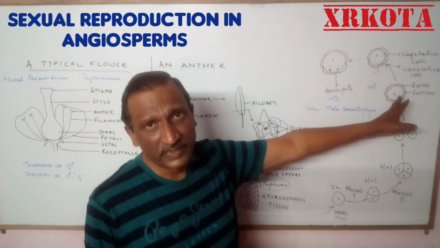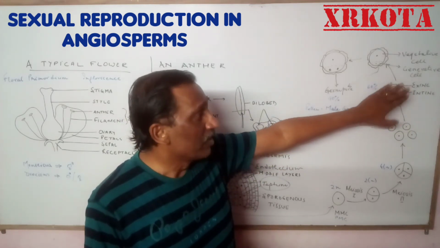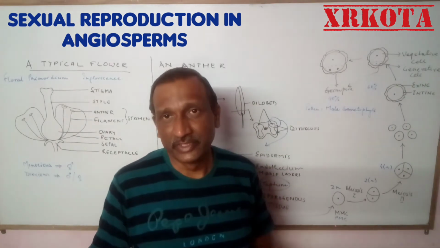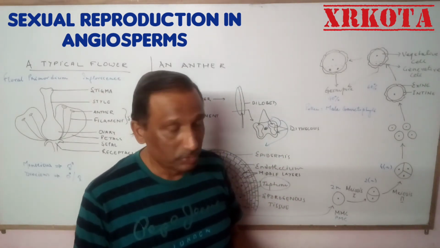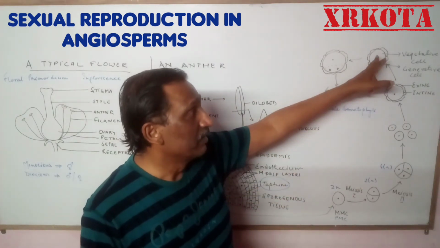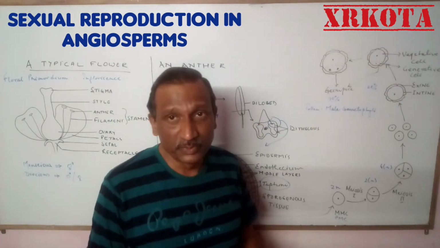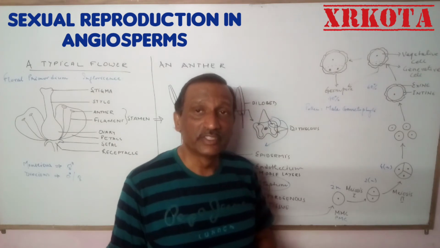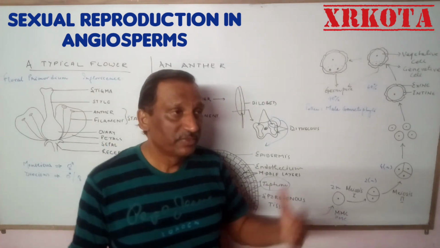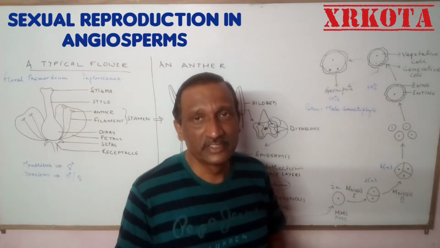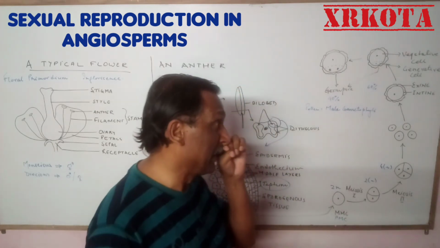Then it has got one single haploid cell. Now this single haploid cell undergoes first mitotic division, and it will produce two nuclei, one large nucleus that is called vegetative cell, and the other small nucleus that is called generative cell. There is only one cytoplasm. Most of the cytoplasm is occupied by the vegetative cell, and the generative cell is only found suspended in that.